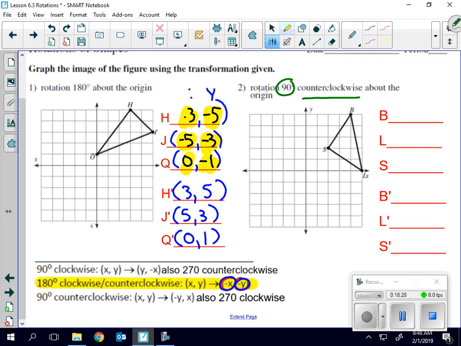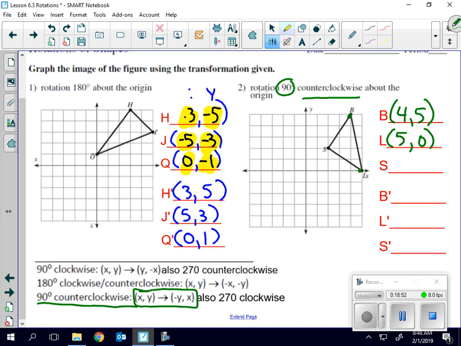Number 2, rotation 90 degrees counterclockwise. All right, so we're looking down here, 90 degrees counterclockwise. That's the guy down here. So this is my formula. All right, let's get our original coordinates first. B is at 4, 5. L is at 5, 0. And S is at 2, 2.